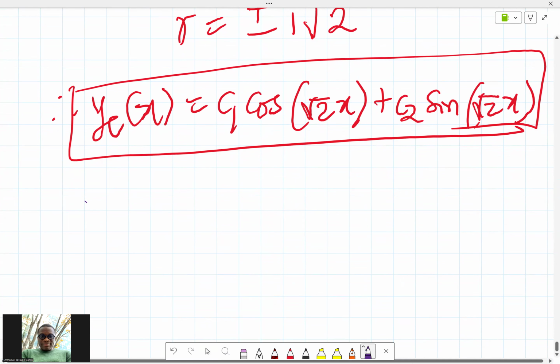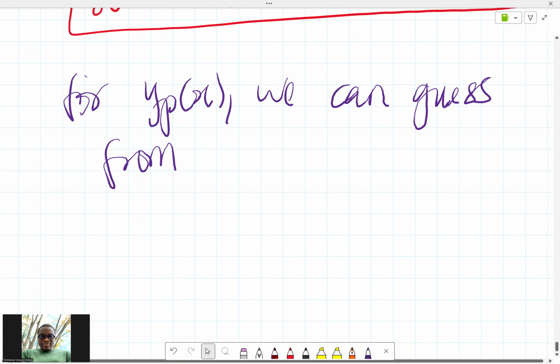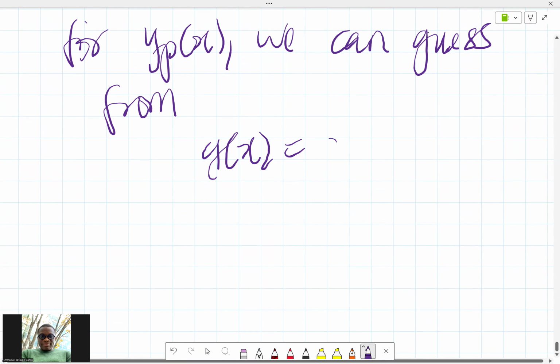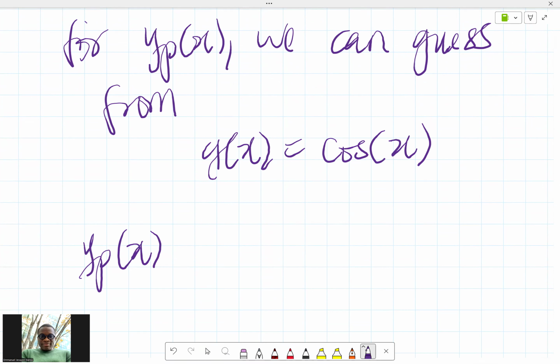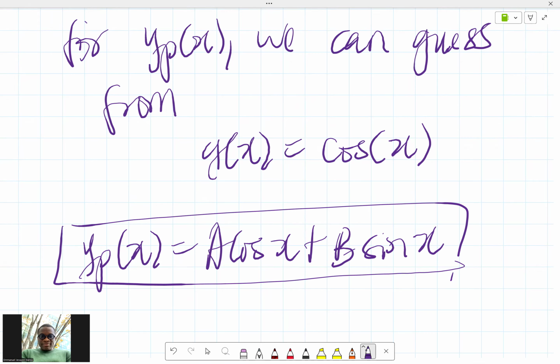Okay, so for yp of x, we can guess from g of x, which is equal to cos x. What will make you guess right is this: when you differentiate cos x, you get sine x. So you can have the undetermined coefficient a cos x plus b sine x, because if you differentiate sine x, you get back to cos x. So this is a good guess. It's a perfect guess because it's either sine or cos, so you can stop here.